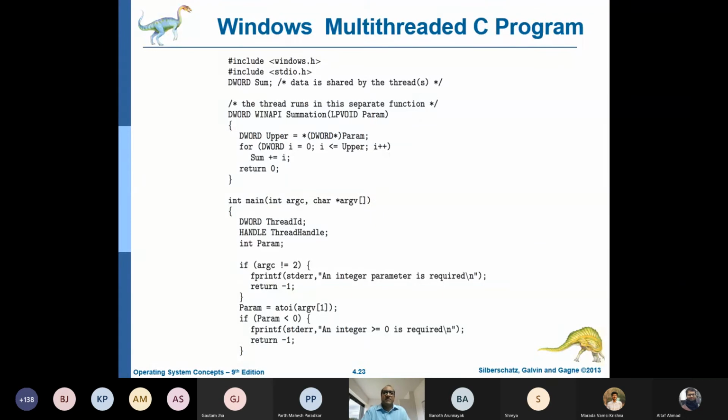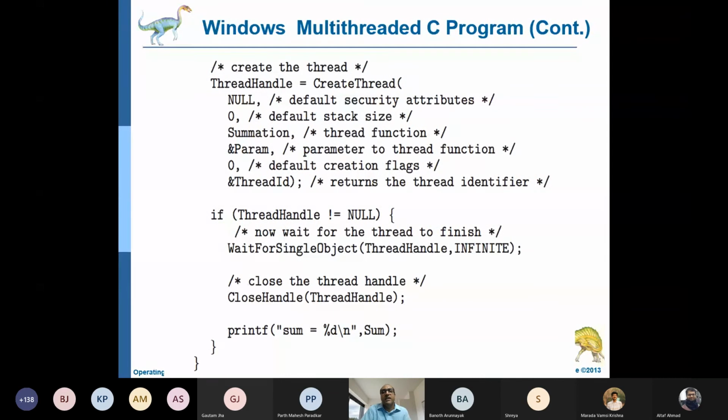The next one is the same thing. Whereas the earlier illustration was for pthreads, this is for the Windows environment. In the Windows environment, what are the various thread functions, and how are they used for managing threads? That means for creating a thread, waiting for a thread, and terminating a thread. These are the various functions given here. You can go through that.